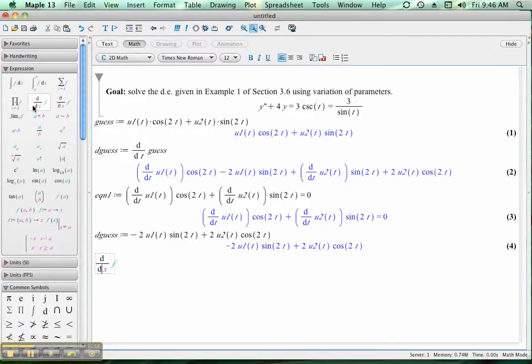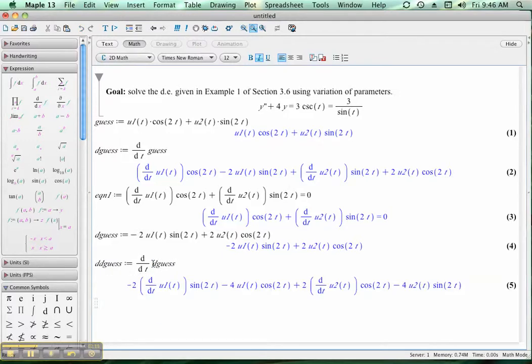So now I need to define what ddguess is, and of course that's going to be the derivative of dguess. Okay, now notice, I can plug all this stuff back into the differential equation. I'm going to call this equation 2. So that's going to be the second derivative, ddguess, plus 4 times the original function, 4 times guess, equals the right-hand side, 3 divided by sine of t.